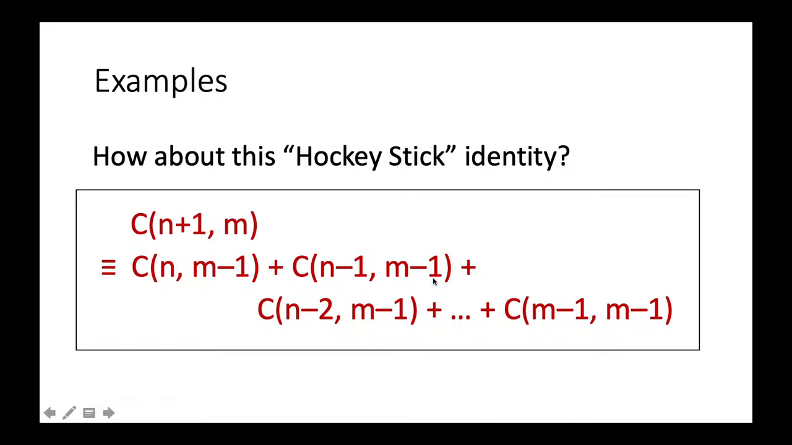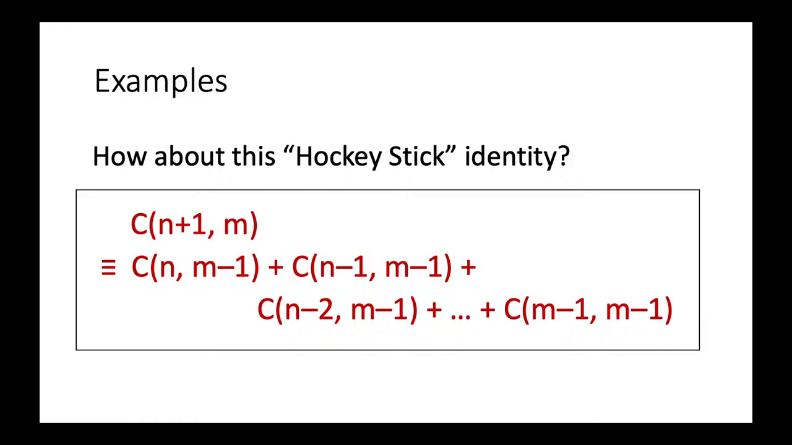So it says that C(n plus 1, m plus 1), choosing m plus 1 objects, must be the same as the summation of the following terms. The first one is C(n, n minus 1), and then the next one is C(n minus 1, n minus 1), and then the next one is C(n minus 2, n minus 1), and so forth. We add up the things until what? Until C(n minus 1, n minus 1).